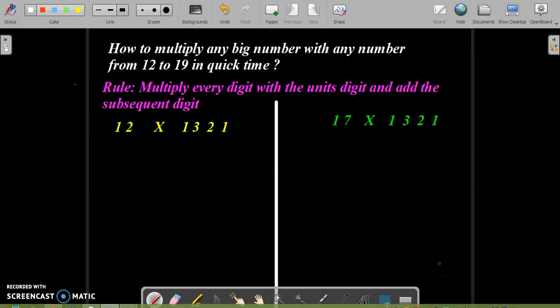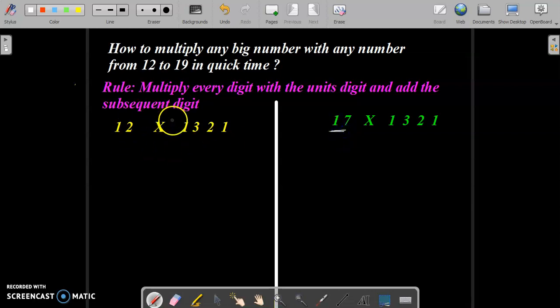So I have taken a number here, 1321 multiplied by 12. So I will show you how to do it in the procedure. Okay, the application I will show you. Don't skip the video, watch the video till the end because I am going to show you how to multiply with 17 also after 12.